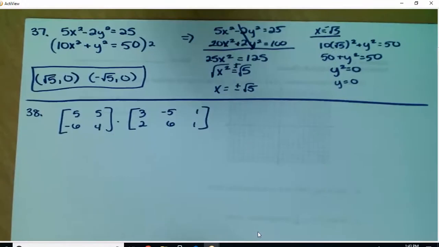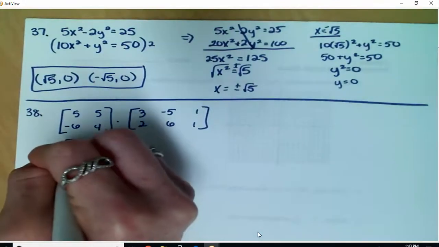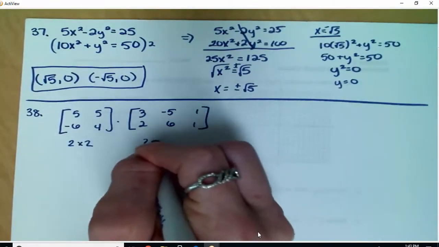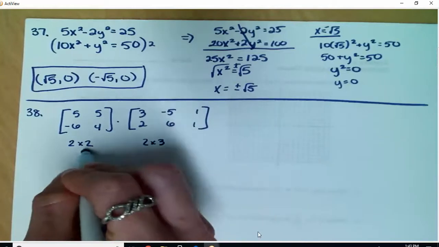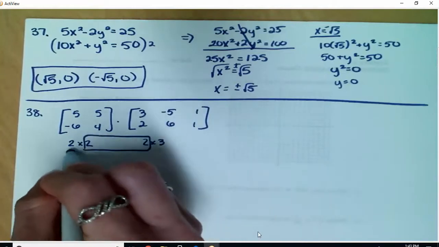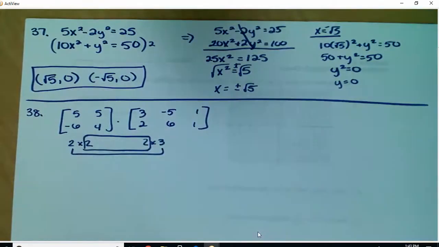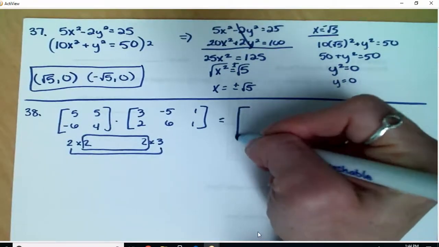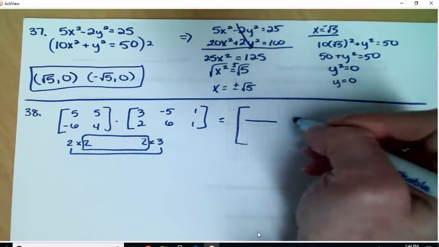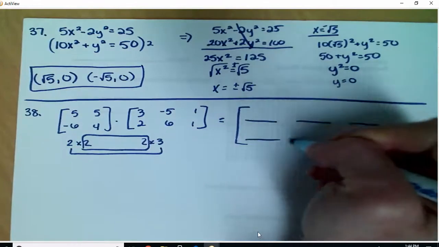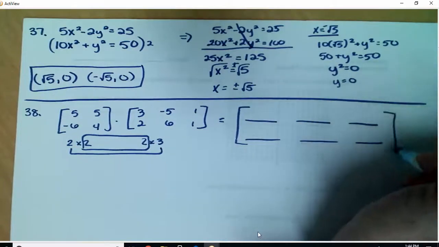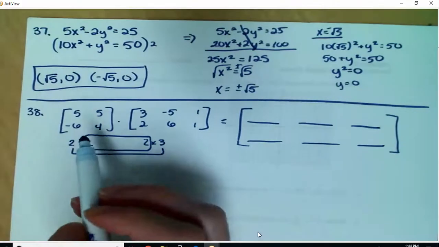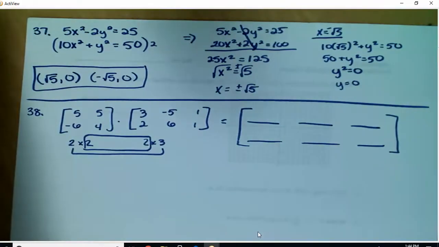Okay, first you have to make sure you can multiply it. What's the size of the first one? 2. And the second one? So these 2's match. That means I can multiply them, and my final answer will be 2 rows and 3 columns. So you're getting a total of 6 numbers. To do this, you take a row times a column.